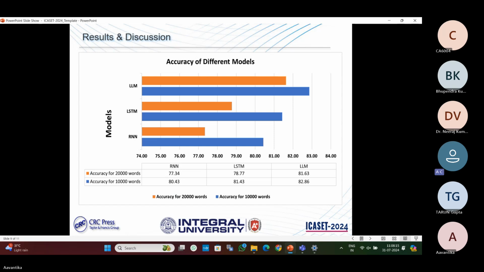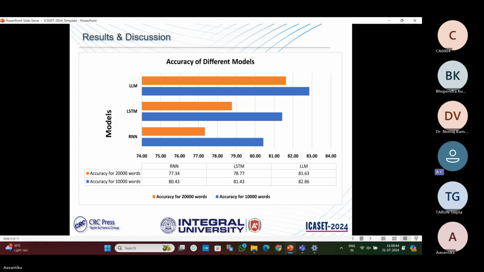These are the results and discussion. We have two data sets: one is 10,000 words and the second is 20,000 words. For 20,000 words, the RNN accuracy is 77.34, LSTM is 78.77, and LLM has the best result, 81.63.